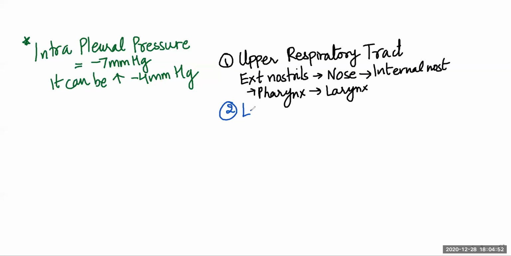Second part is called lower respiratory tract. Lower respiratory tract is from trachea downwards, matlab trachea, bronchi, lungs, alveoli, correct?